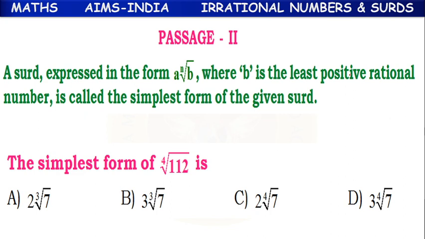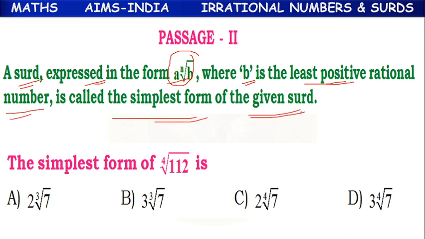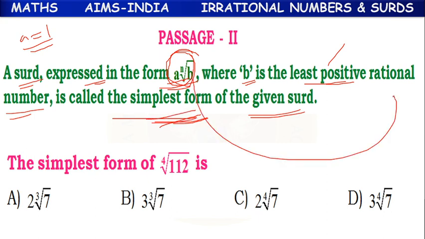So next. What is the passage? Next passage. A surd expressed in the form a into nth root of b, where b is the least positive rational number, is called the simplest form of the given surd. Yes, it's true. So if b is the least positive rational number, then we can tell that it is in simplest form, not pure form. Pure form means here the a multiple should always be 1, but they are telling simplest form. So b should be the least positive rational number.